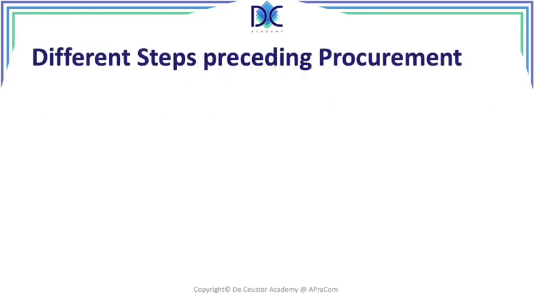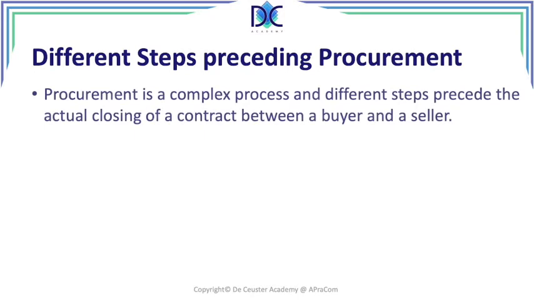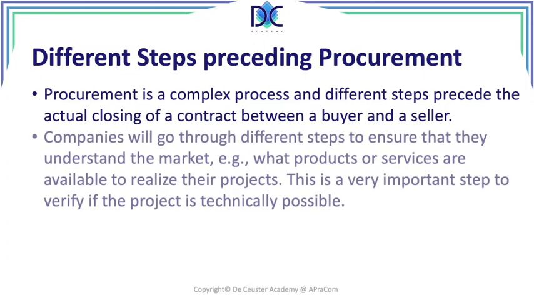So let's have a look at the different steps that will typically precede procurement. Now, procurement is a complex process and we have different steps that are happening before. The different companies will go through these steps to ensure that they understand the market. For example, what products or services are available to realize their projects. It can even be done before the project because you want to be sure that what you want to realize is possible with the actual state of technology.